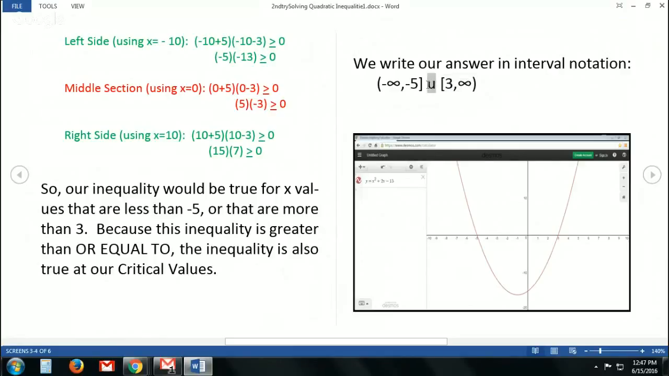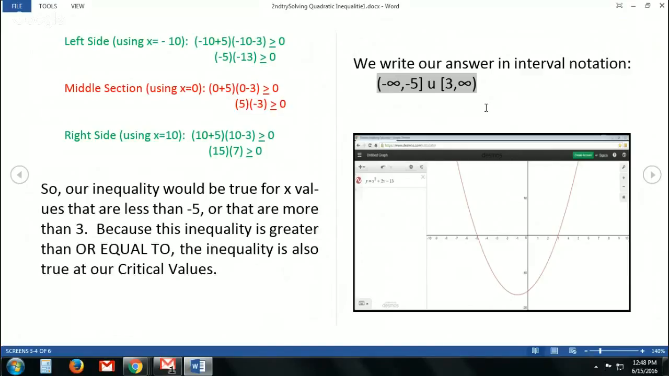And the way that we add those together is with what looks like a U. It stands for the union of the sets. So the way we would express our answer in interval notation is right there, from negative infinity to negative 5, union 3 to infinity. Again, the critical values were included since we had an equal to.